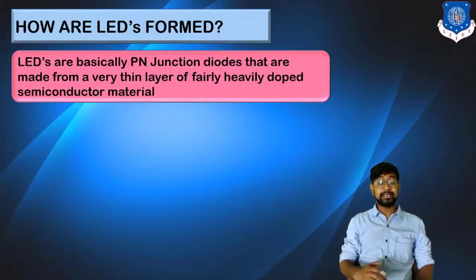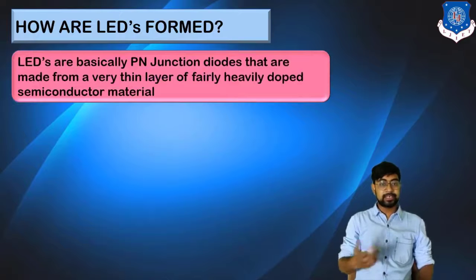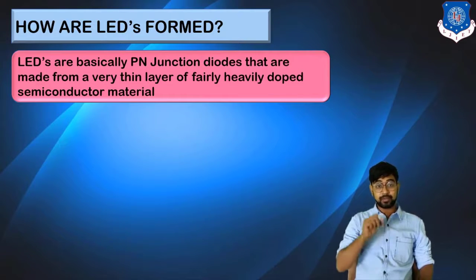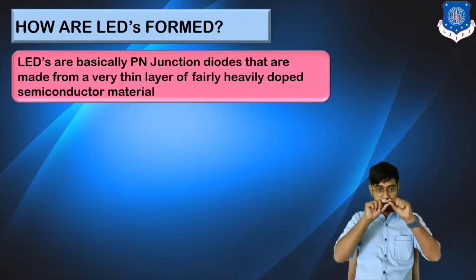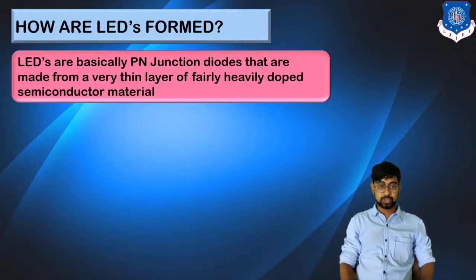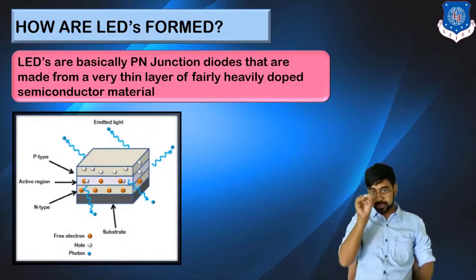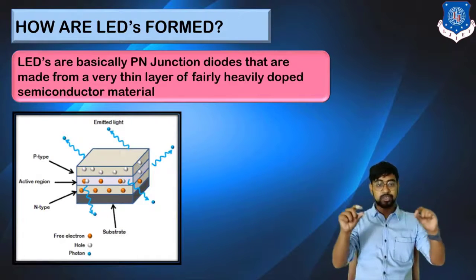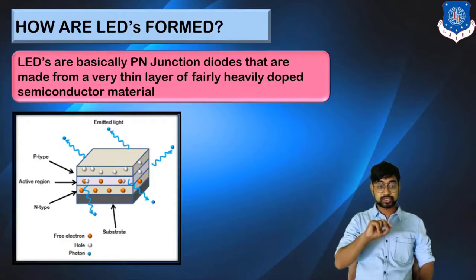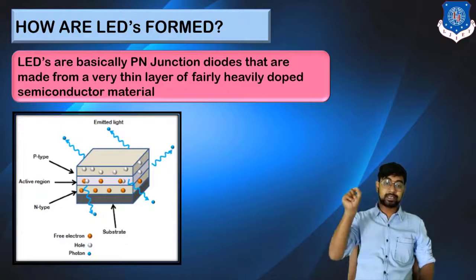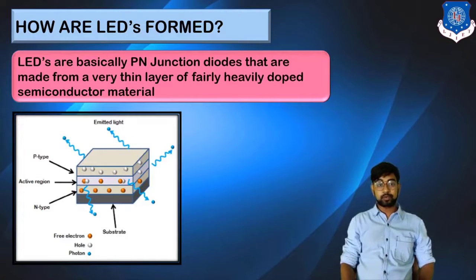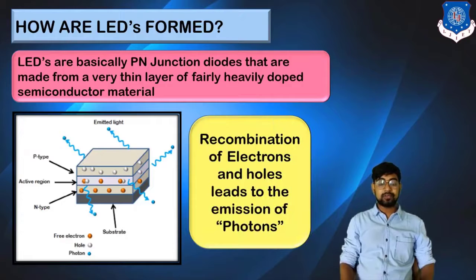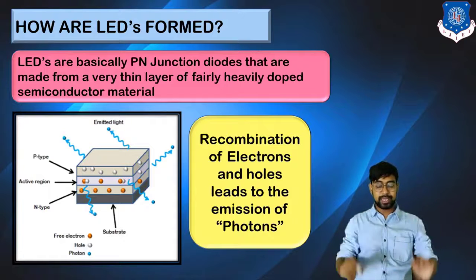Now how are LEDs basically formed? An LED is again a PN junction diode made of a very thin layer of fairly heavily doped material. It is not throughout the material, only in a very small part. You can see there is a sandwich of P type and N type, and between them there is an active region. In that active region the recombination is done, and from that recombination you get light in the form of photons. So this is the basic construction. The recombination of electrons and holes leads to the emission of photons, and that happens exclusively in the active region.